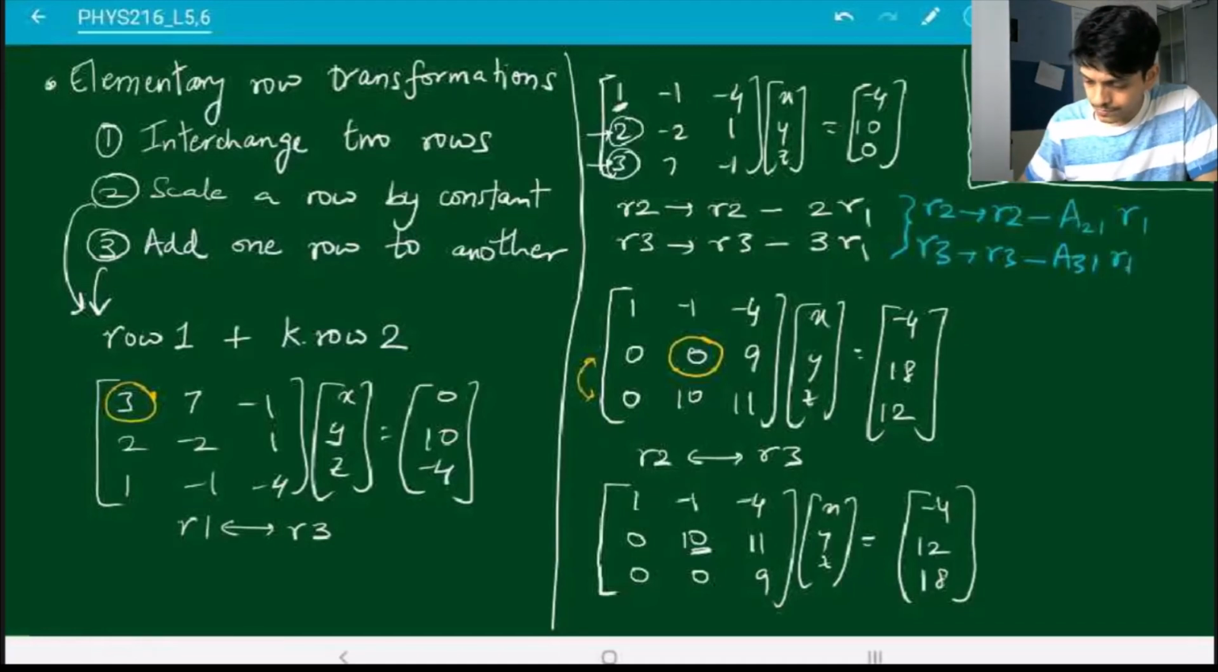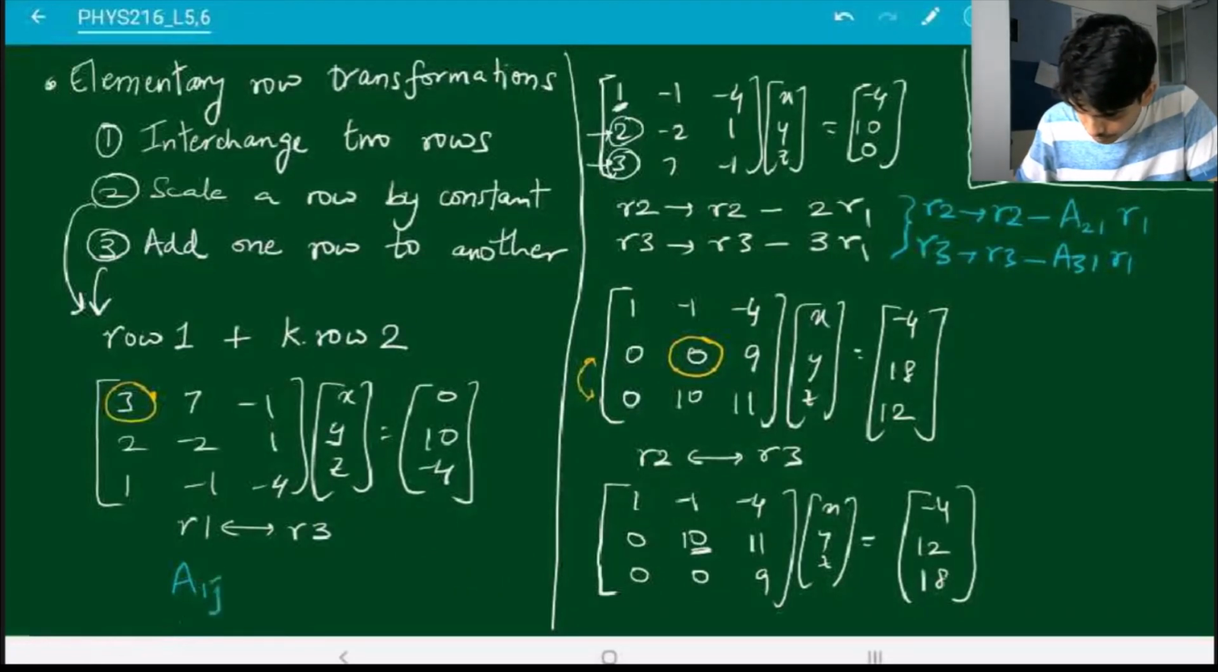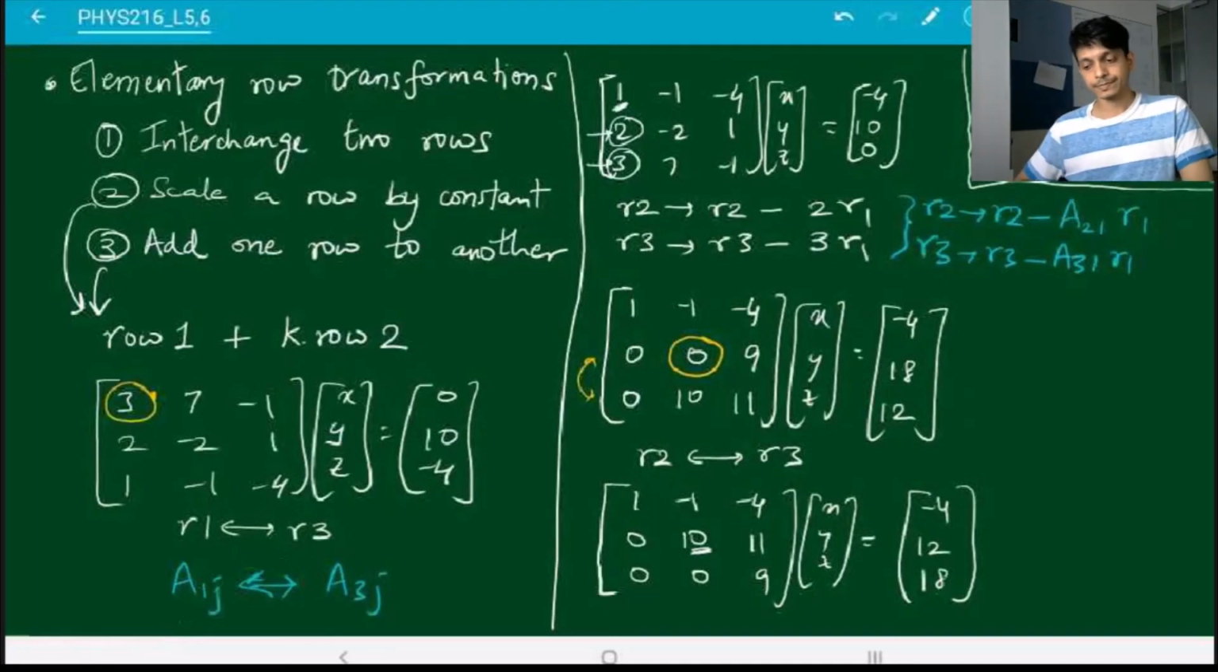Oh, actually we should start over here. When we say R1 interchange with R3, what we are saying is, if I refer to the elements of the matrix as A_ij, where i represents the row number and j represents the column number, then when I'm interchanging two rows, any of the first row's column elements has to be interchanged with A3j. And I said interchange rows 1 and 3.